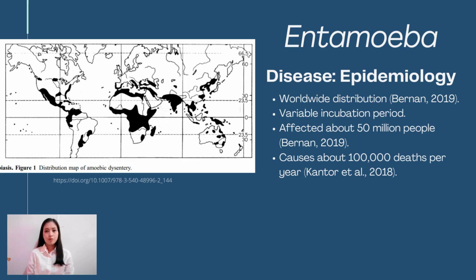In terms of epidemiology, pathogenic Entamoeba occur worldwide and are frequently recovered from fresh water contaminated with human feces. The incubation period is variable, usually from 2 to 4 weeks, but may also range from a few days to several months. About 50 million people are infected by Entamoeba histolytica, and these are responsible for about 100,000 deaths annually.